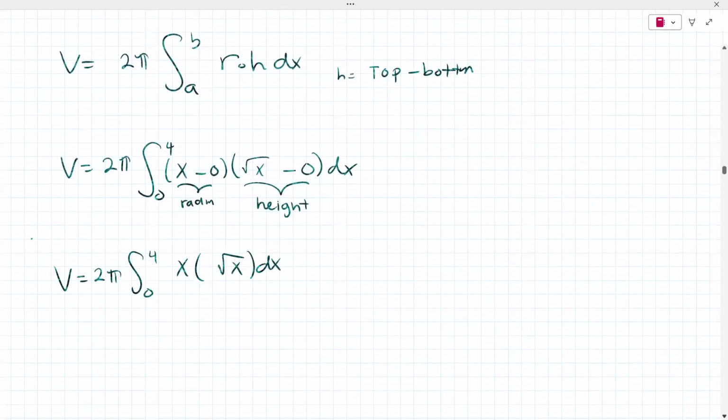Now, you can clean that up a bit. What's x times square root of x? Well, you could put everything in powers: x to the 1 times x to the 1/2. And when you're multiplying, you're adding the exponents. So what's 1 plus 1/2, or 2 over 2 plus 1/2? That would be 3/2.